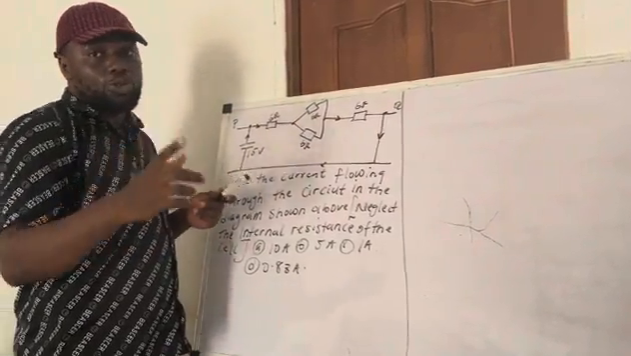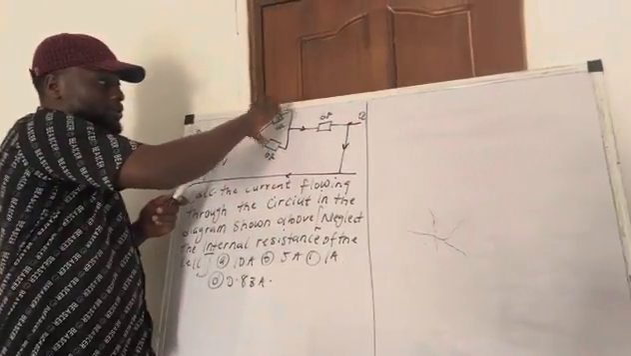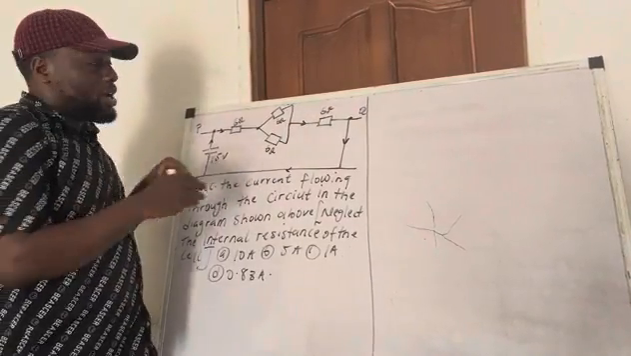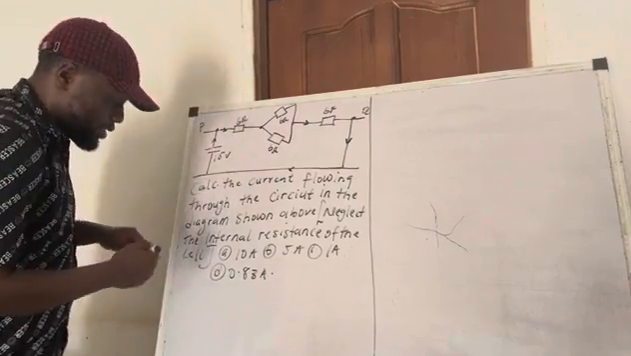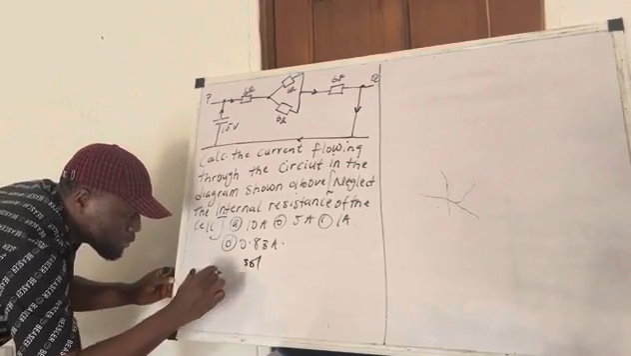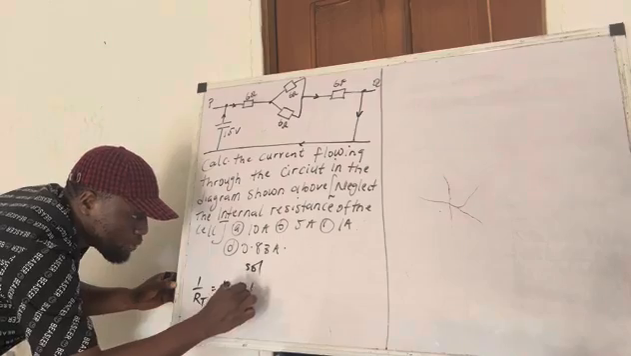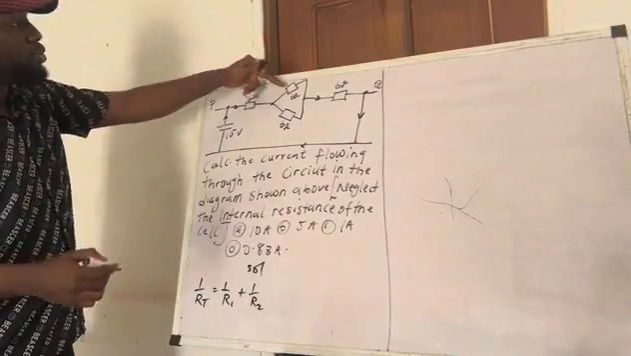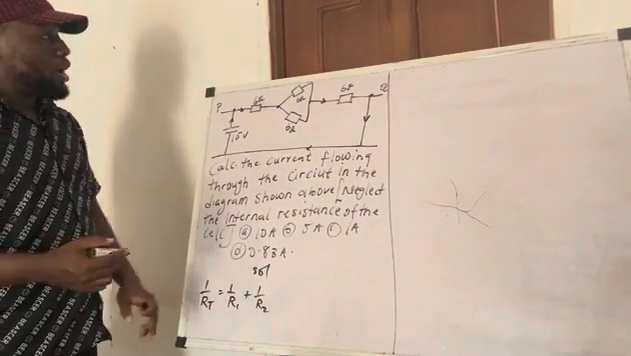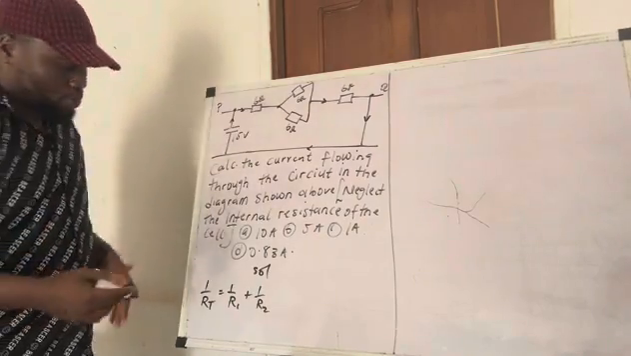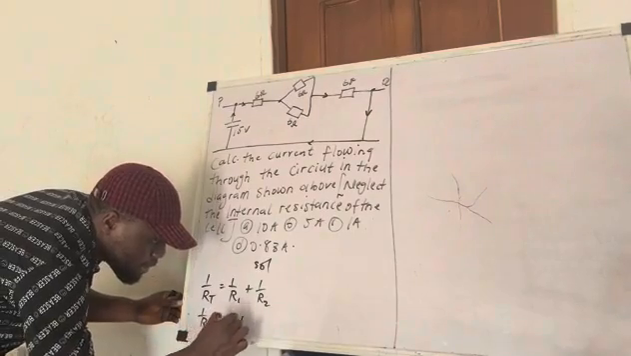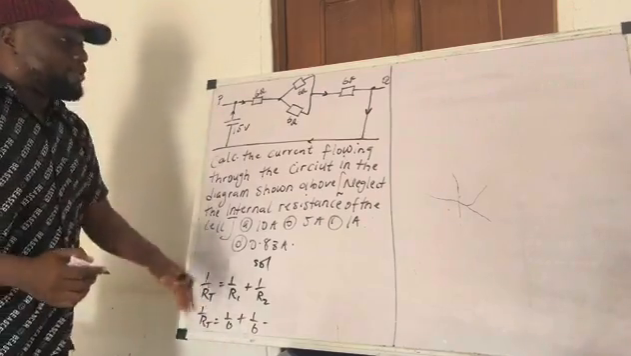The first thing we need to do is to find the equivalent of these resistors that are in parallel so that we can have a simple series connection. Don't forget our formula for parallel connection is simply 1 over R total equals 1 over R1 plus 1 over R2. Since there are two resistors, we only consider 1 over R1 plus 1 over R2. So we have 1 over R total equals 1 over 6 plus 1 over 6.